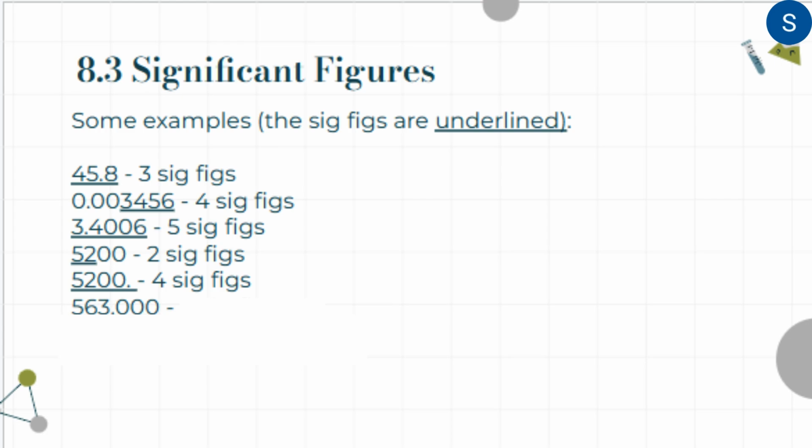And lastly, what about 563.000? This would have 6 sig figs. 5, 6, and 3 are constants, so they are significant. The three zeros are trailing zeros, but since there is a decimal place, they are considered significant. In total, there are 6 significant figures.